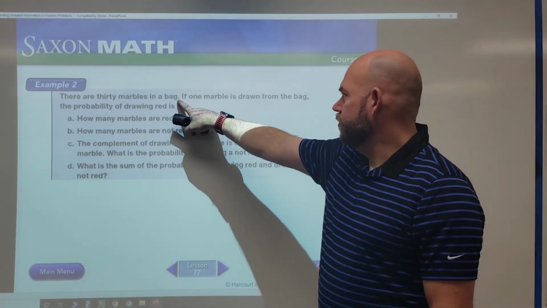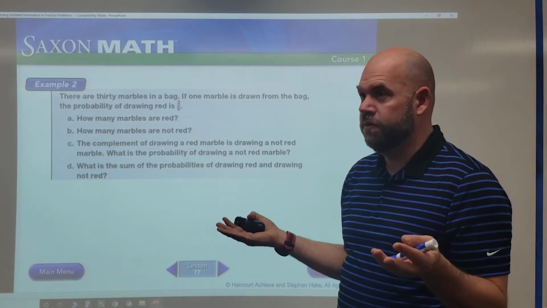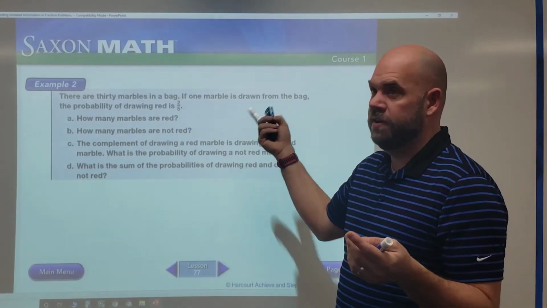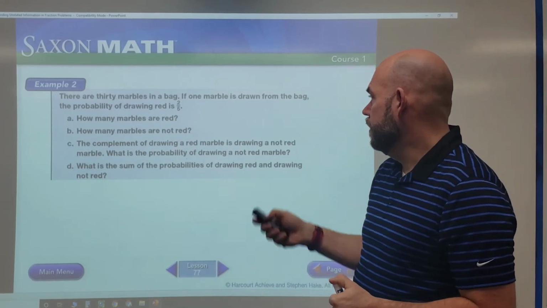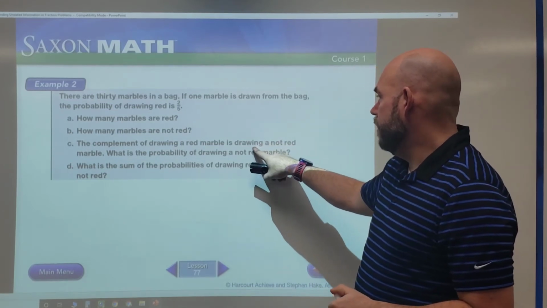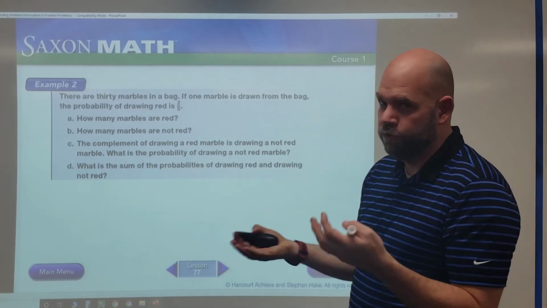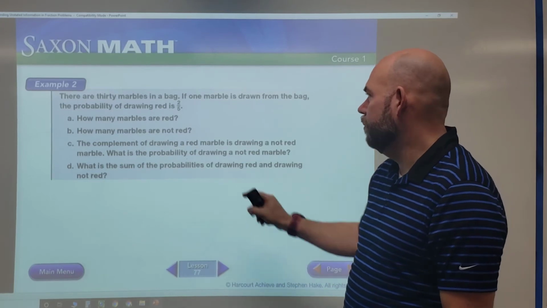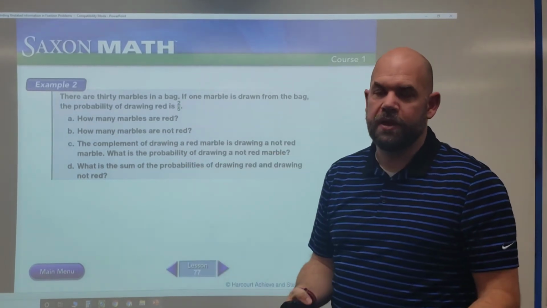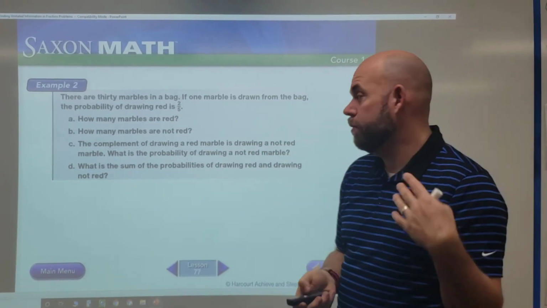So we can just say, what's 2/5 of 30? 2 times 30 is 60, divided by 5 is 12. It's probably 12. The complement of drawing a red marble is drawing a not red marble. Those two things equal a whole. So what's the probability of drawing a not red marble? That'd be the opposite of 2/5. So 5/5 minus 2/5 is 3/5.